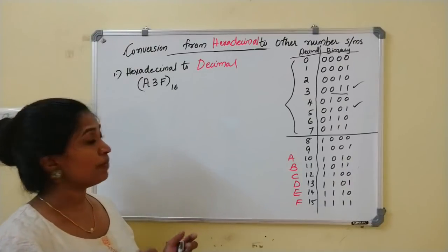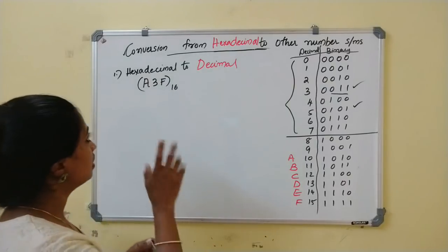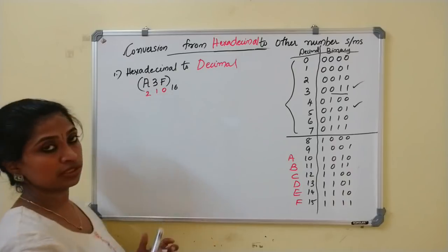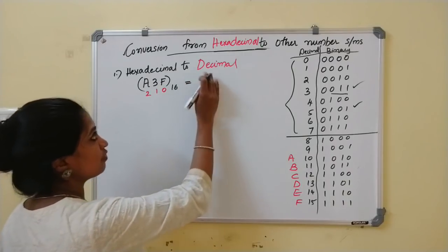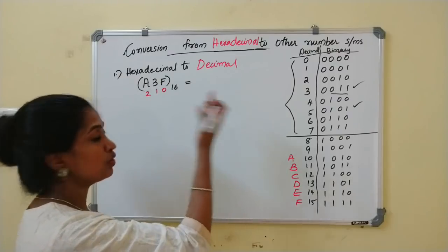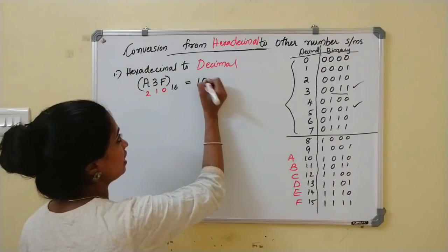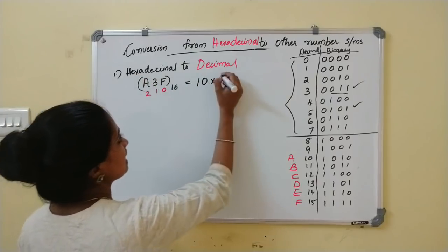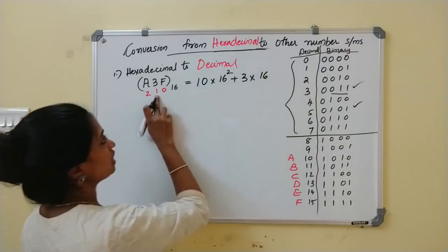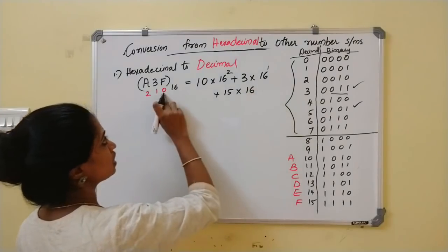This is the procedure adopted to convert an octal number to a hexadecimal number. Next is conversion from hexadecimal to other number systems. First, let us see hexadecimal to decimal conversion. Here we need to write the position of each of these digits: the 0th position, 1st position and 2nd position. For conversion to the decimal number system, we multiply each digit by the base raised to its position. So what is A? A is 10. So we take it as 10. 10 into 16 squared plus. Next digit is 3. 3 into 16 raised to position 1. Plus F is 15. 15 into 16 raised to position 0.